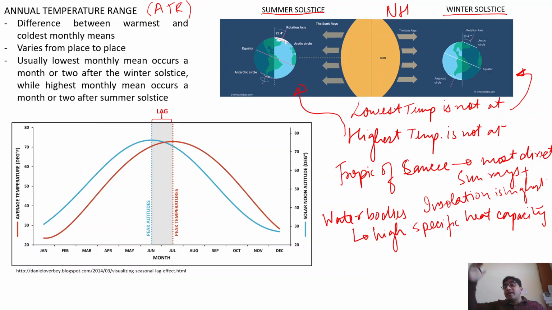So, when the insolation is highest, the land masses will warm up very quickly because they have lower specific heat. But the water bodies, they are still warming up. They have not yet warmed maximum. वो धीरे धीरे अभी गर्म हो रही है.